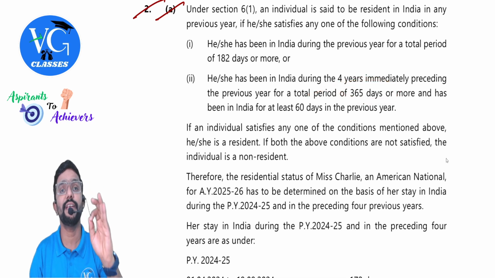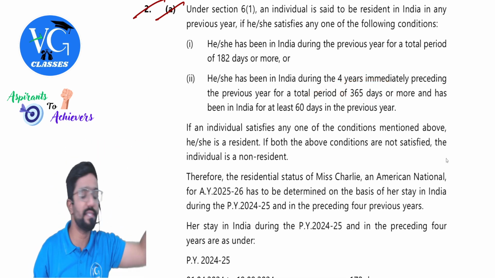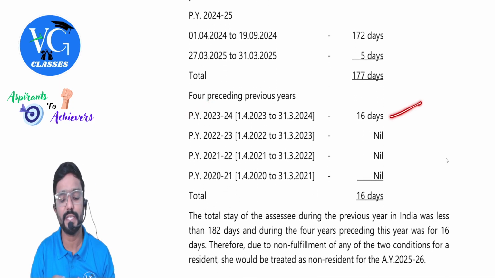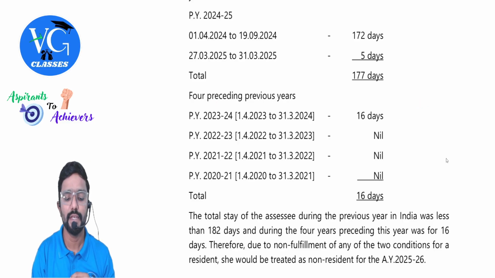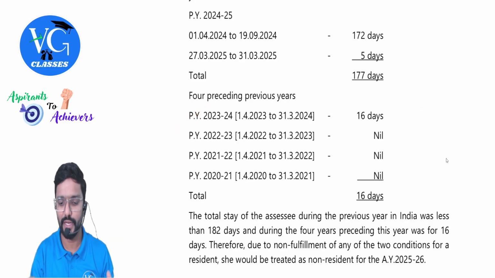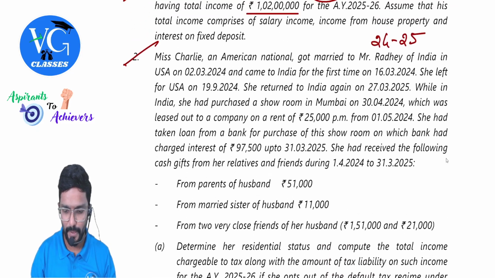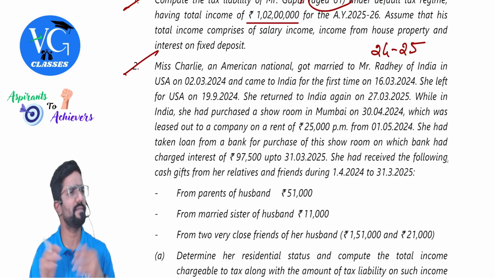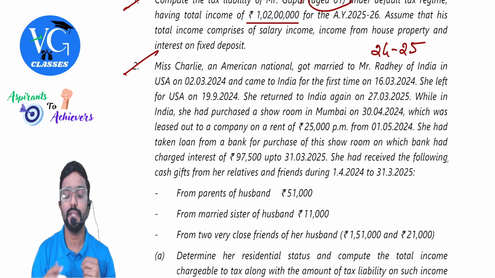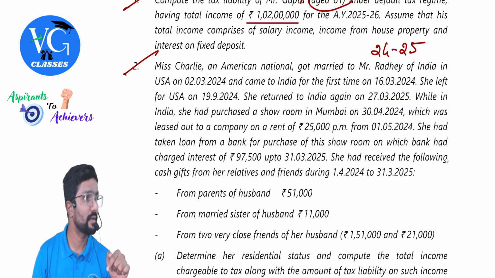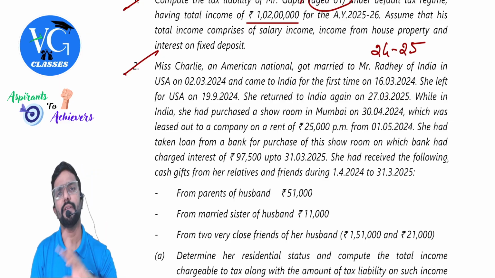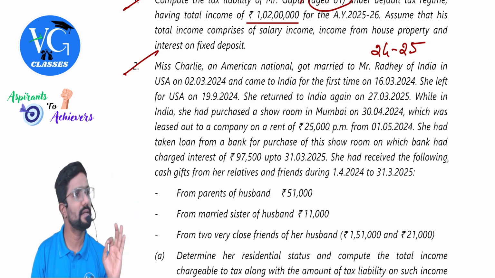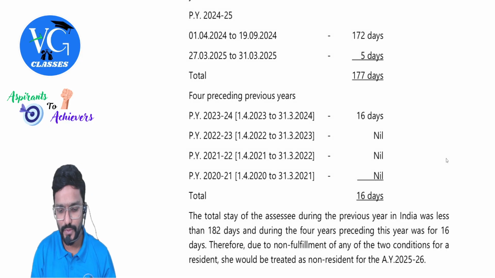What is it? 365 days or more during the 4 years preceding the previous year. Did she satisfy that? No, sir. In the preceding years she was in India only for 16 days. They are given from 1st April to 31st March, that is the total. But we need to count it from when to when? From 16th March to 31st March. Clear? So do it simply: 31 minus 15. Why 15, sir? Because the 16th is counted as being in India. So 31 minus 15. 15 days she was outside India, that is from 1st March to 15th March. Remaining days she was in India. Got it? Yes, sir. So 16 days.